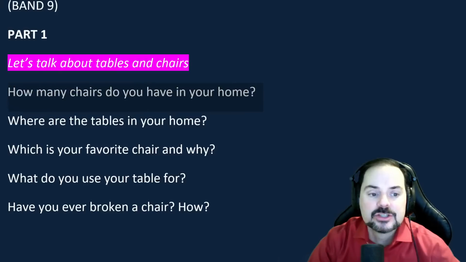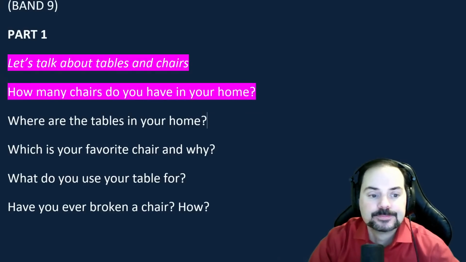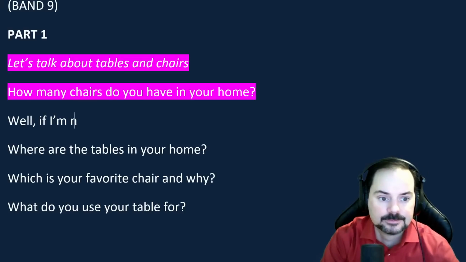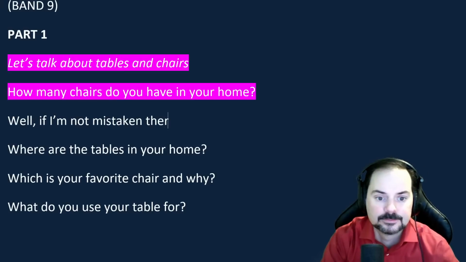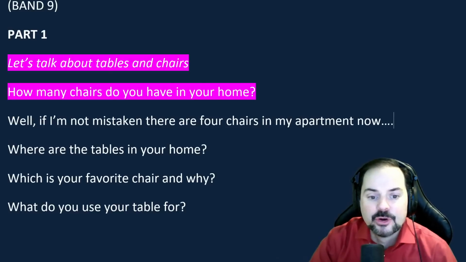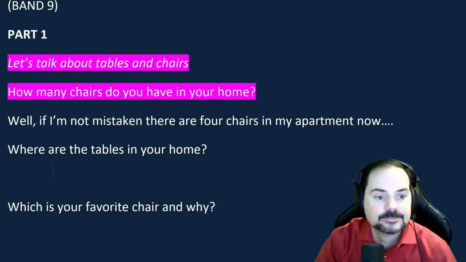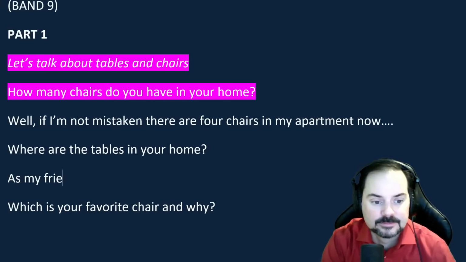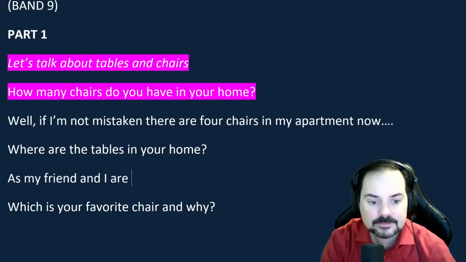How many chairs do you have in your home? Well, if I'm not mistaken, there are 4 chairs in my apartment now, 2 in the living room and other 2 in my bedroom as well in my friend's room too. Where are the tables in your home? As my friend and I are all students in university, we share one table together in the center of the apartment for eating, studying, and chit-chatting purposes.